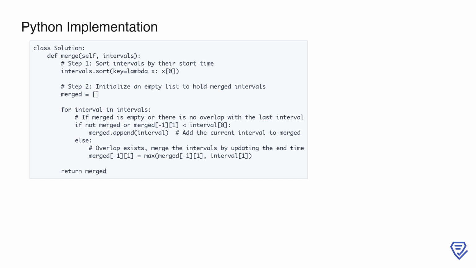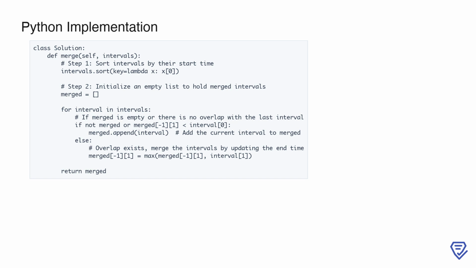3. Iterating through intervals. We iterate through each interval in the sorted list. If the merged list is empty or the current interval does not overlap with the last interval in merged, determined by checking if the end of the last interval is less than the start of the current interval, we append the current interval to merged. If there is an overlap, i.e., the end of the last interval is greater than or equal to the start of the current interval, we merge the two intervals. This is done by updating the end time of the last interval in merged to the maximum of its current end time and the end time of the current interval.